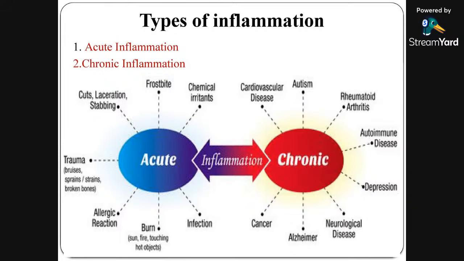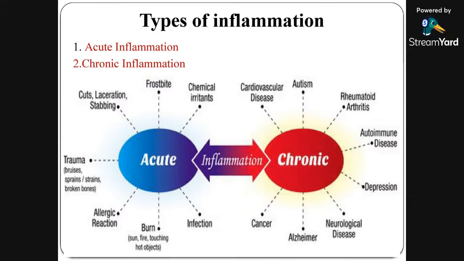Depending upon the host capacity and duration of response, inflammation is classified into two types. First, acute inflammation. Second, chronic inflammation. Diagram showing two phases, acute inflammation and chronic inflammation. Acute inflammation is of shorter duration and includes burns, cuts, allergic reactions, infection, chemical irritants, frostbite, and exposure to cold temperature.